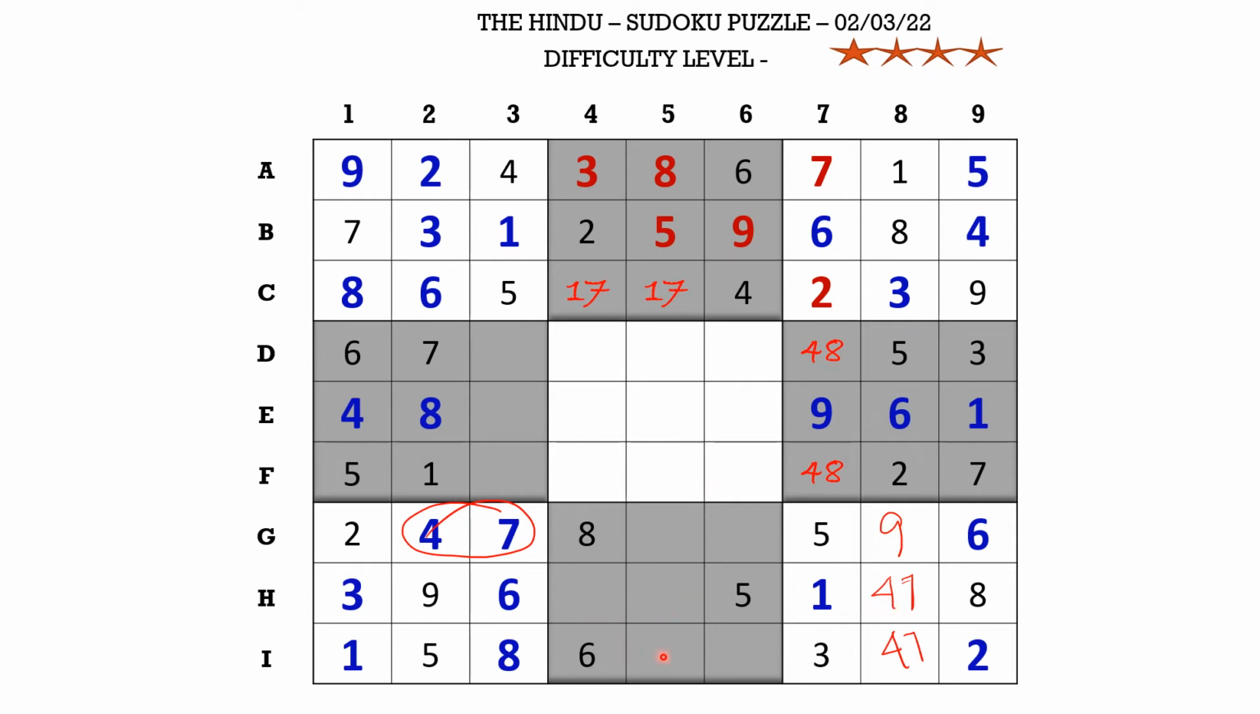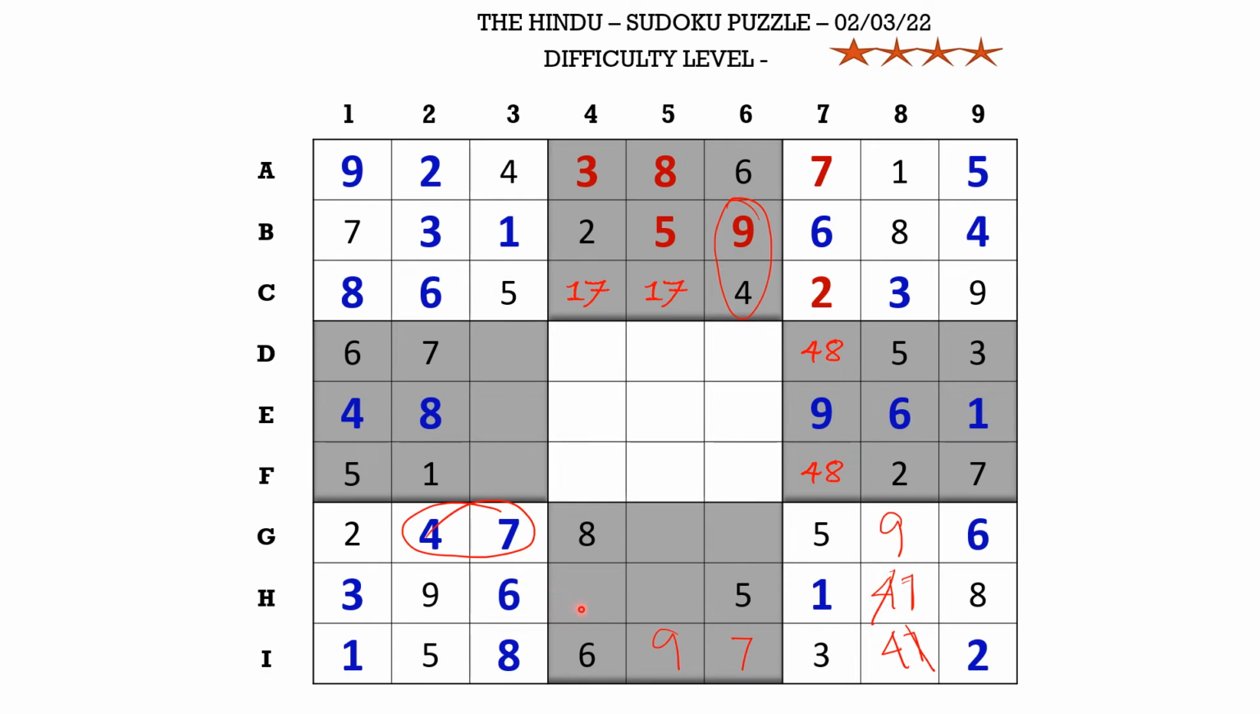Similarly, in I row, the missing numbers are again 4, 9 and 7. You have 4 and 9 blocking here. So I6 takes 7, which cancels out the 7 here. So I8 becomes 4 and H8 becomes 7. Now I5 takes 9.